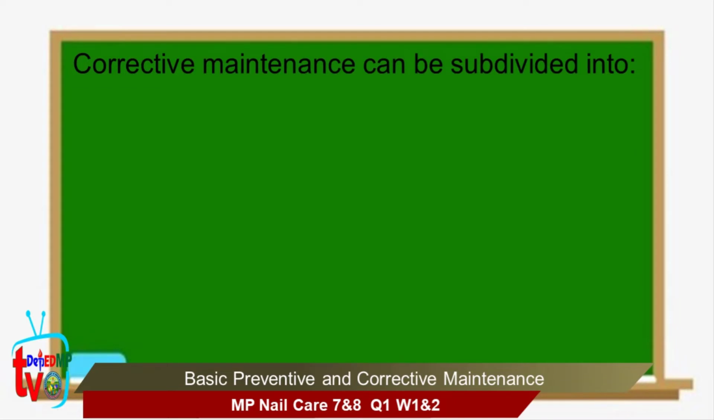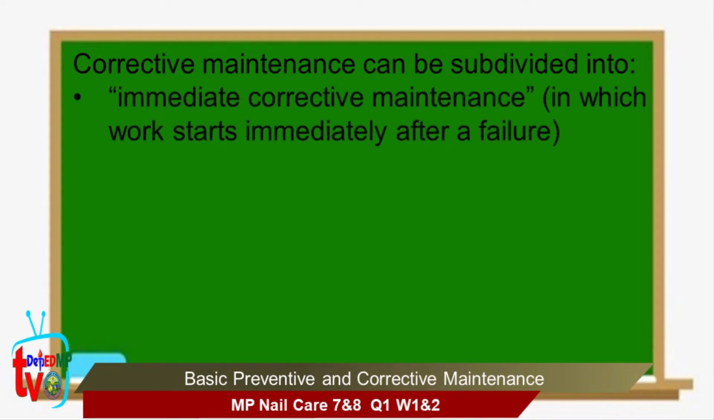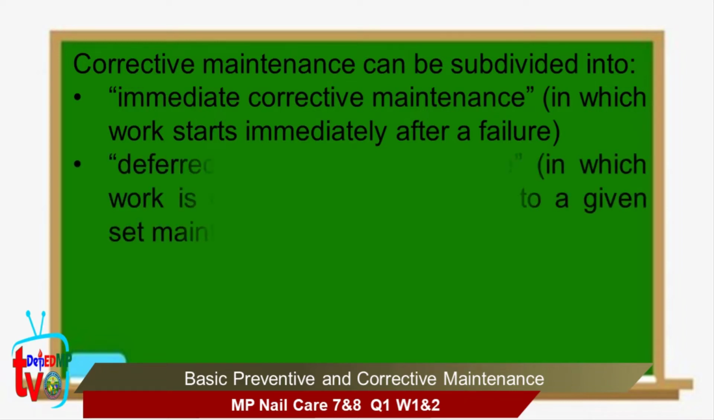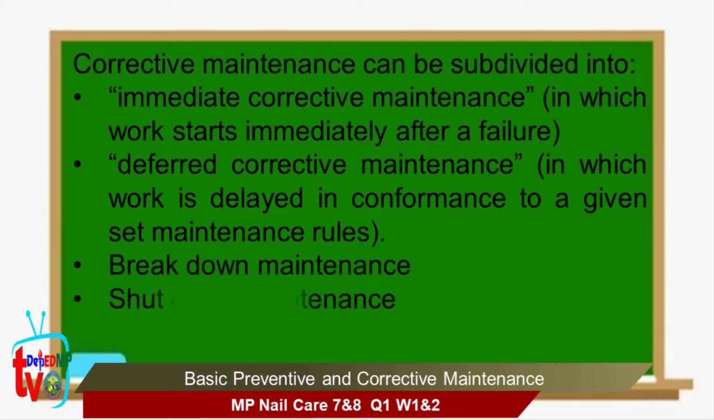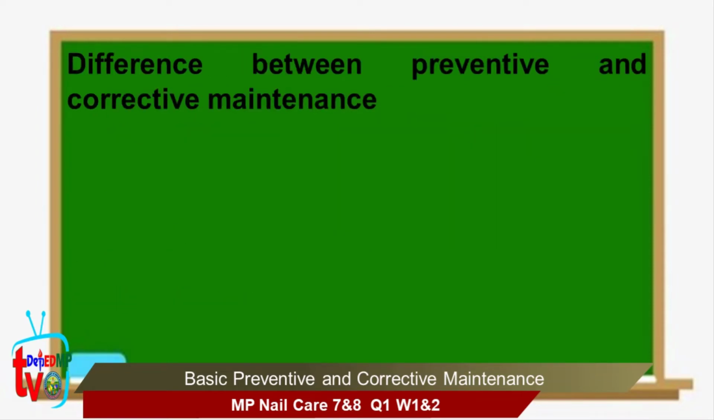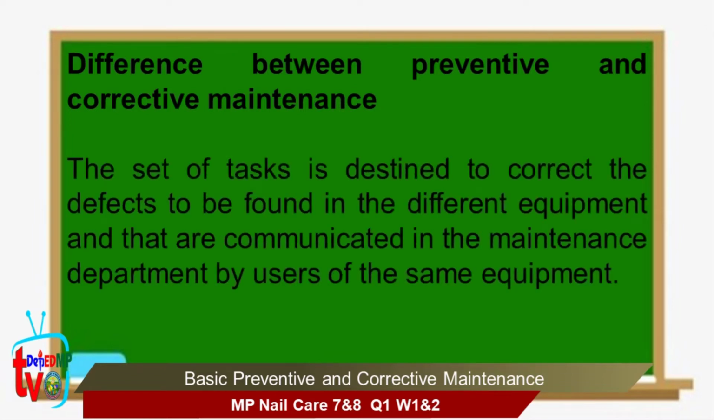Corrective maintenance can be subdivided into immediate corrective maintenance, in which work starts immediately after a failure; deferred corrective maintenance, in which work is delayed in conformance to a given set of maintenance rules; breakdown maintenance; and shutdown maintenance. Difference between preventive and corrective maintenance. Corrective maintenance is the set of tasks destined to correct the defects to be found in the different equipment and that are communicated in the maintenance department by users of the same equipment.